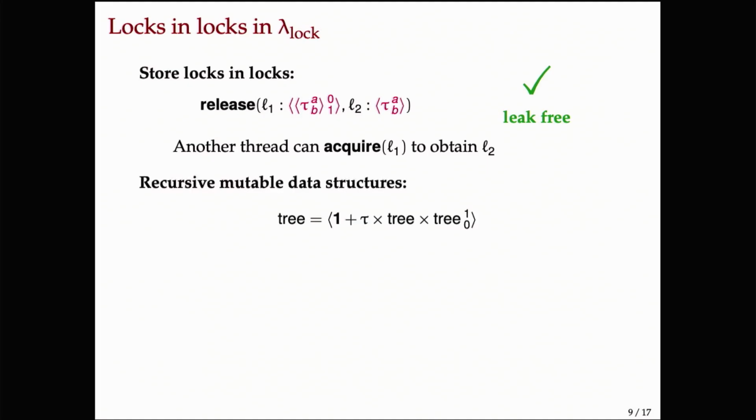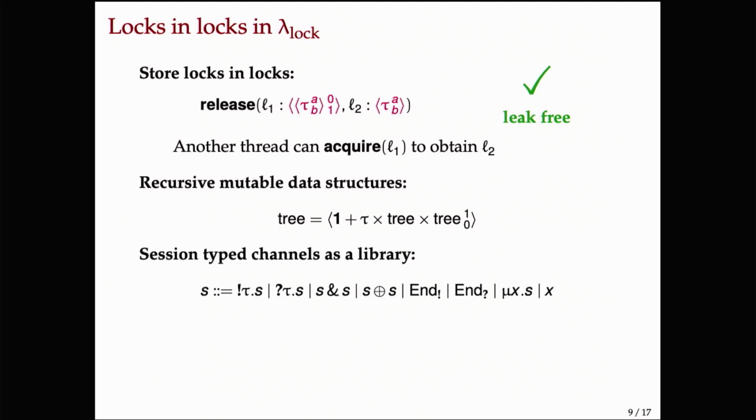Because we have recursive types, we can do recursive mutable data structures. For example, a mutable tree, that is a lock which stores either a leaf or a pair of trees and a value. It turns out that we can also encode session type channels as a library, even recursive ones.